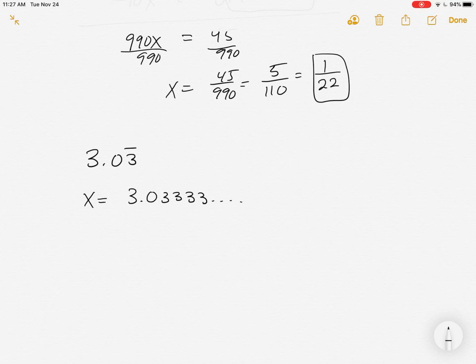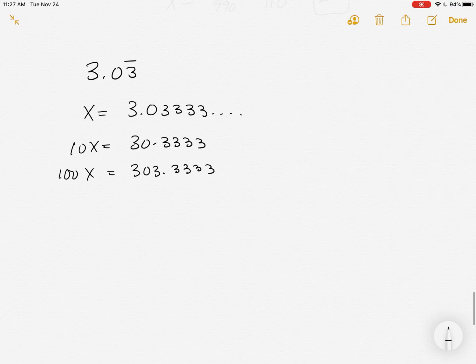Well, let's look. If we look at 10x, that's 30.3333. And if we looked at something like 100x, what's that? That is 303.3333. We could work with that. Why can we work with that? Because our decimal, as you look at the decimal point and to the right, they'll all go away. So I don't know if this is the most efficient way, but it will work.